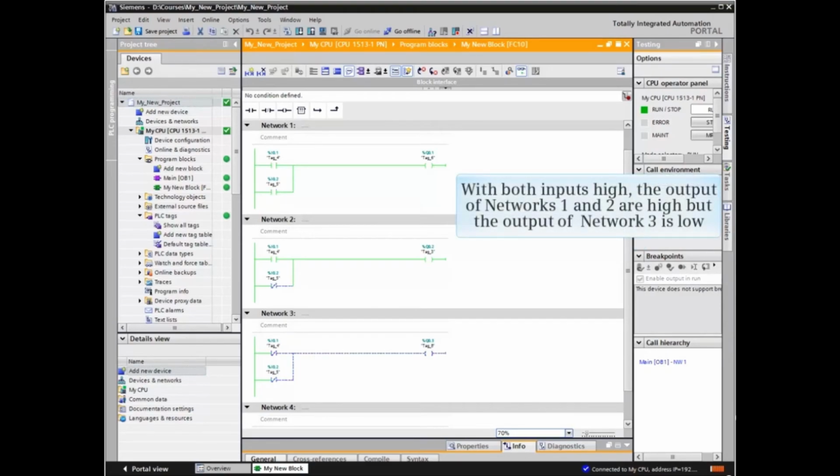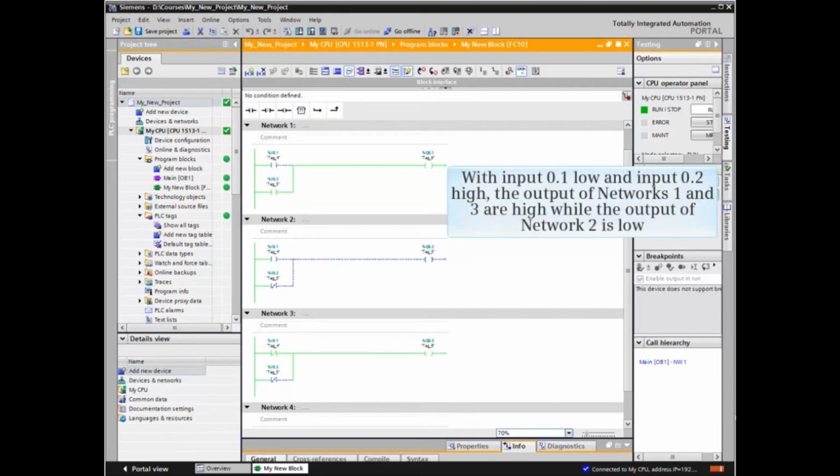With both inputs high, the output of networks 1 and 2 are high, but the output of network 3 is low. With input 0.1 low and input 0.2 high, the output of networks 1 and 3 are high, while the output of network 2 is low.